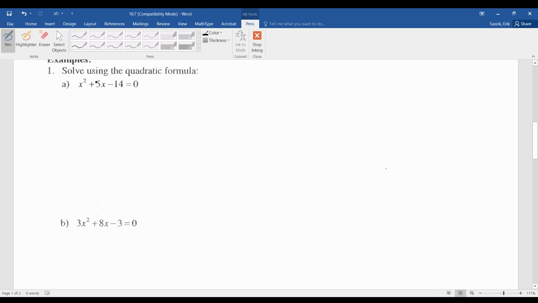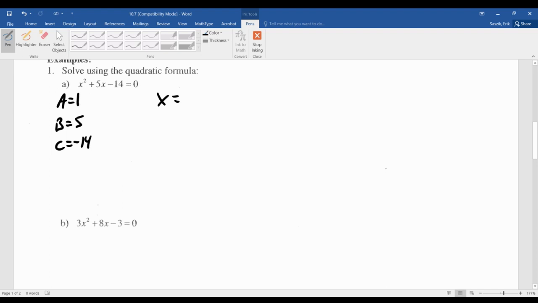First of all, your quadratic equation, just like when we're doing the zero product property, needs to be set equal to 0, which this one is. The first thing I want you to do is to write down the a, b, and c values. Remember, the a is in front of the x squared. It's this invisible 1. The b is 5. The c is this 14, but remember, it's negative 14.